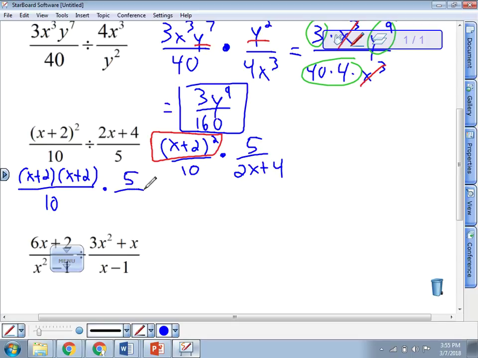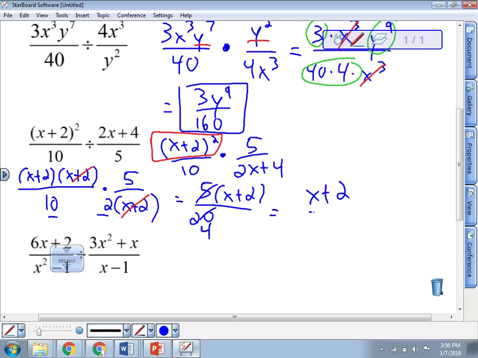And then on the bottom, this 2x plus 4, we can factor out a 2. So we're going to factor out the GCF, and we're left with x plus 2. Now let's see what will cancel out, any terms that are the exact same top and bottom. We've got an x plus 2 and an x plus 2. So when I rewrite this, it's going to be 5 times x plus 2 over 10 times 2, which is 20. Well, now I know that this 5 can go into both of those, so that's going to become a 4. So our final answer is going to be x plus 2 over 4. Remember, you cannot reduce the 2 with the 4. You cannot break up that expression.